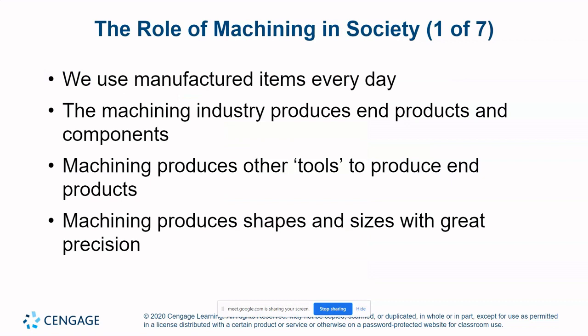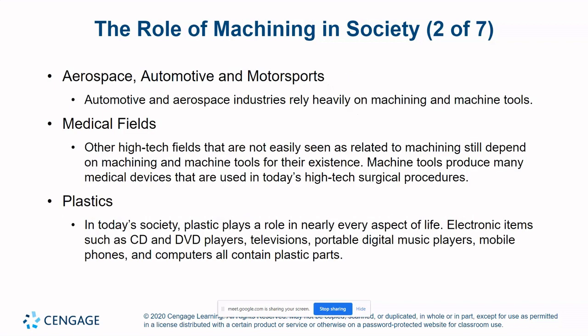The role of machining in society. We use manufactured items every day. The machining industry produces end products and components, meaning end products are final products. As they're machined, what they're machined as, that's their final form. Machining produces other tools to produce end products as well. And then machining produces shapes and sizes with great precision. That phrase right there, great precision, is going to be something that you guys are going to be dealing with all semester. So some of the areas that use it: aerospace, automotive, and motorsports.